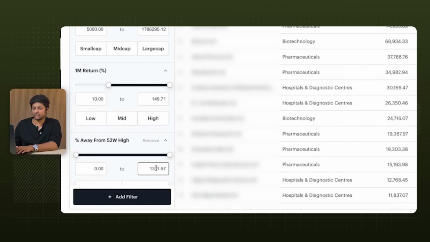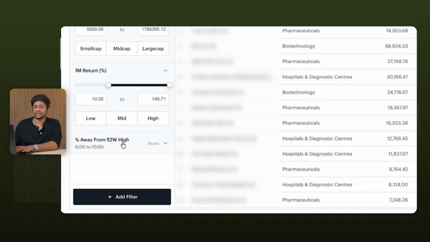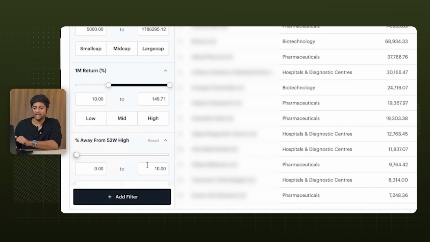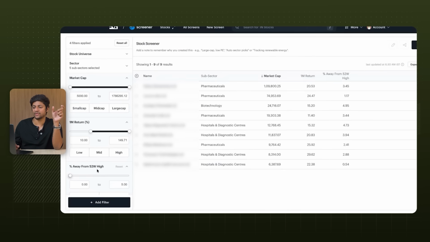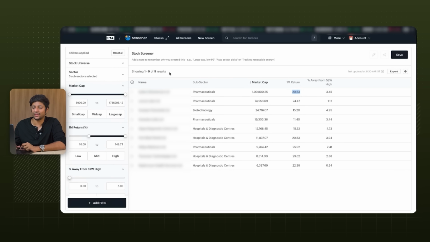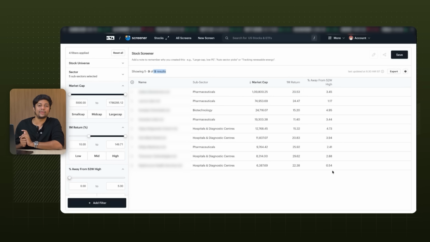So let's say I want 0 to 10%. As I told you, if the sector is favorable, I would do 0 to 10%. If I feel that I want just high quality stocks, I can even do 0 to 5%. Now you can see again that I only have 9 results coming here. Now what is the beauty of these 9 results?